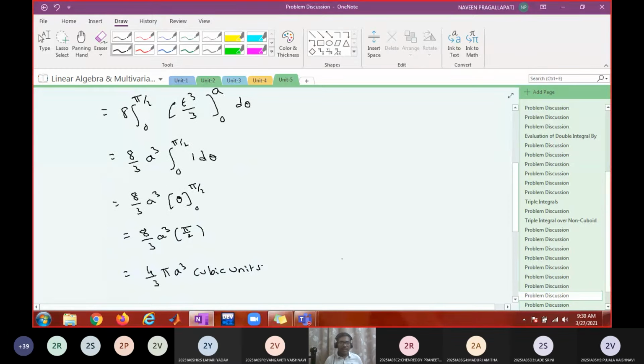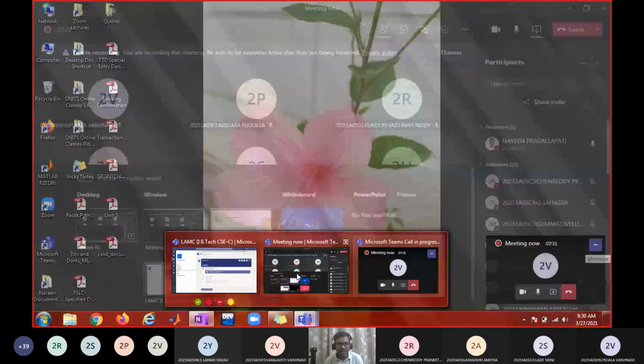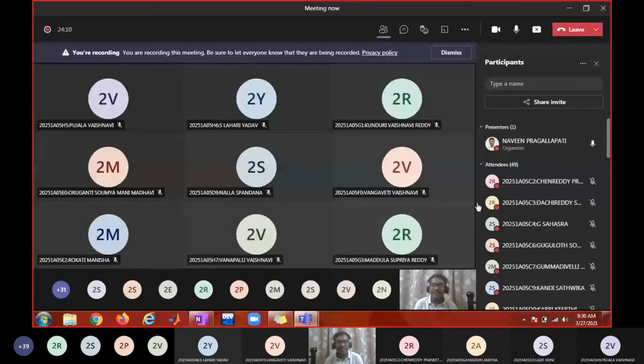Now, do you understand how many years it took for you to understand the derivation of the volume of a sphere? You have learned the formula in some school stage, 8th class or 7th class, right? Volume of the sphere is 4 by 3 pi r cube. If somebody asks the teacher, sir, how you got the formula? Teacher says it will be like that only.